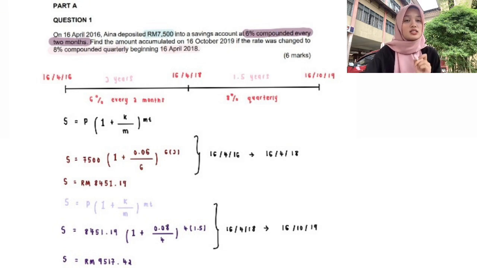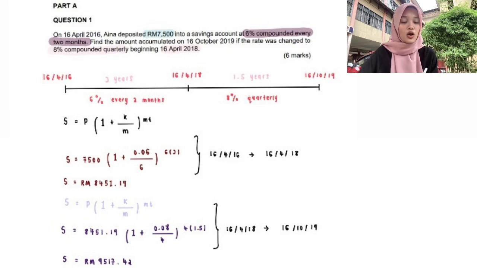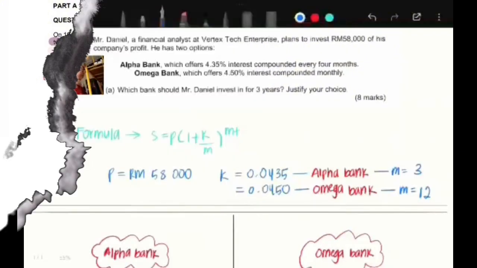We'll be using the same compound interest formula for this part, and the principal amount we'll be using is the amount that we got from the first part, which is RM8,451.90, times 1 plus 0.08 over 4, to the power of 4 times 1.5, which is the years. After we calculate all this, we'll get the final answer, which is RM9,570.42.